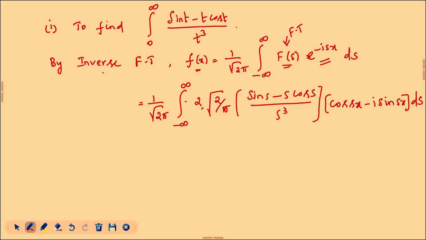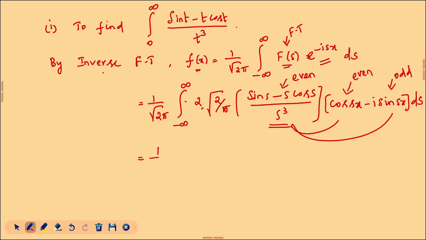Now we know that this is an even function. This is an odd function. Now you need to verify whether this is an odd or even function. So for that, replace s by minus s. If I replace s by minus s everywhere, I get this as an even function. So even into even is even, even into odd will become odd, hence the integral value will become 0. So we have only the first term.